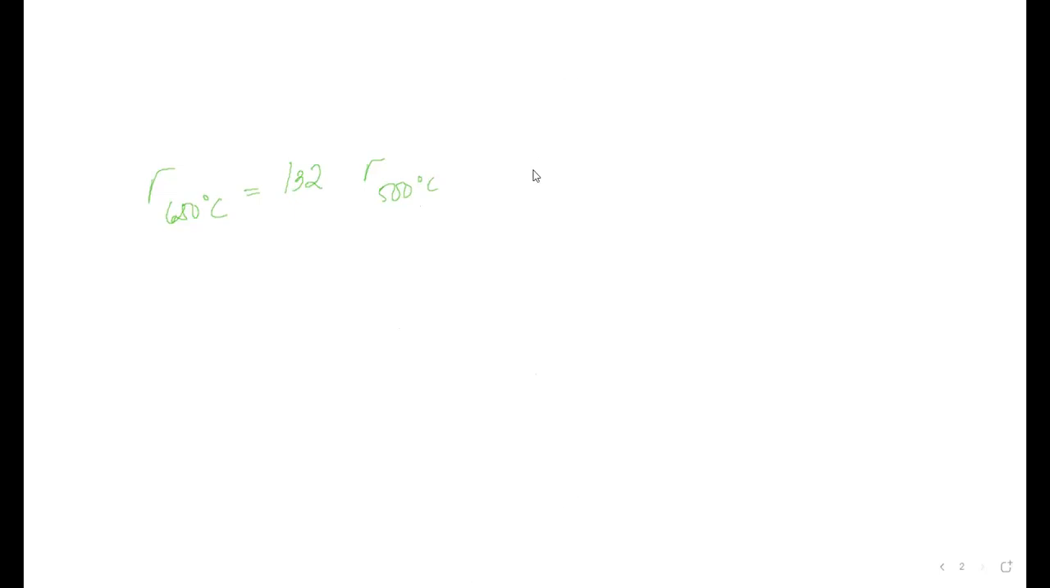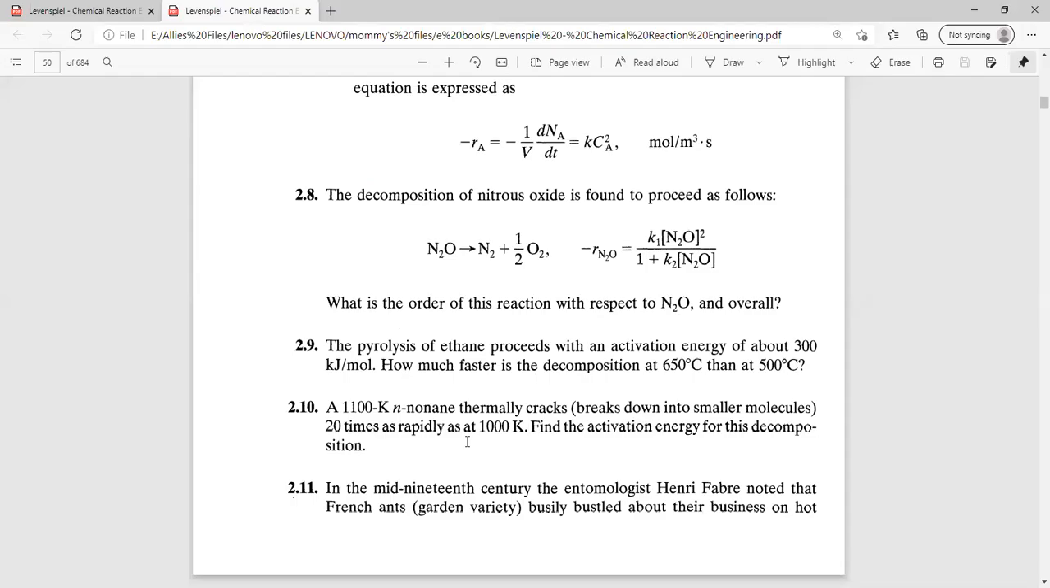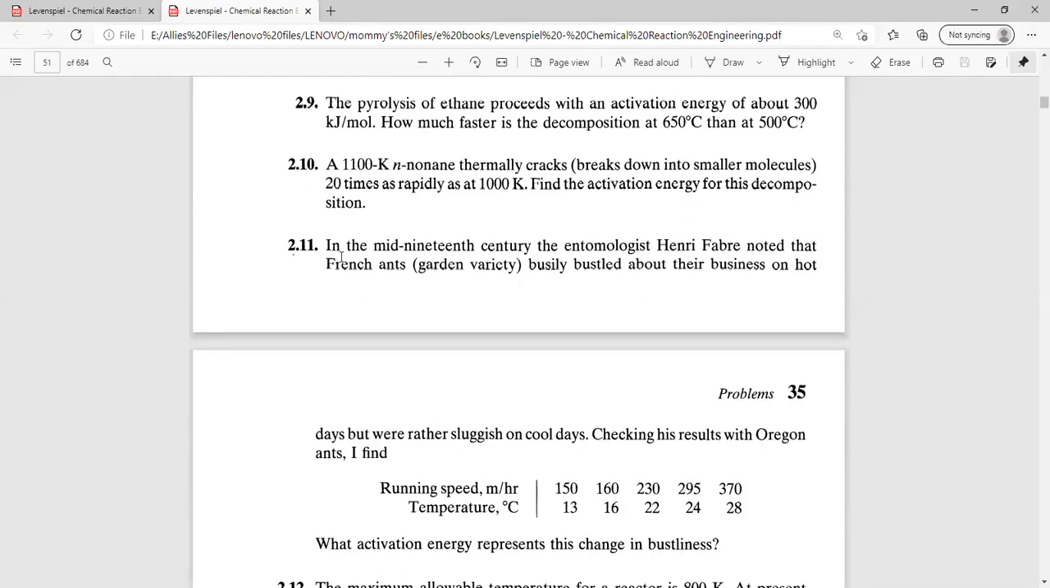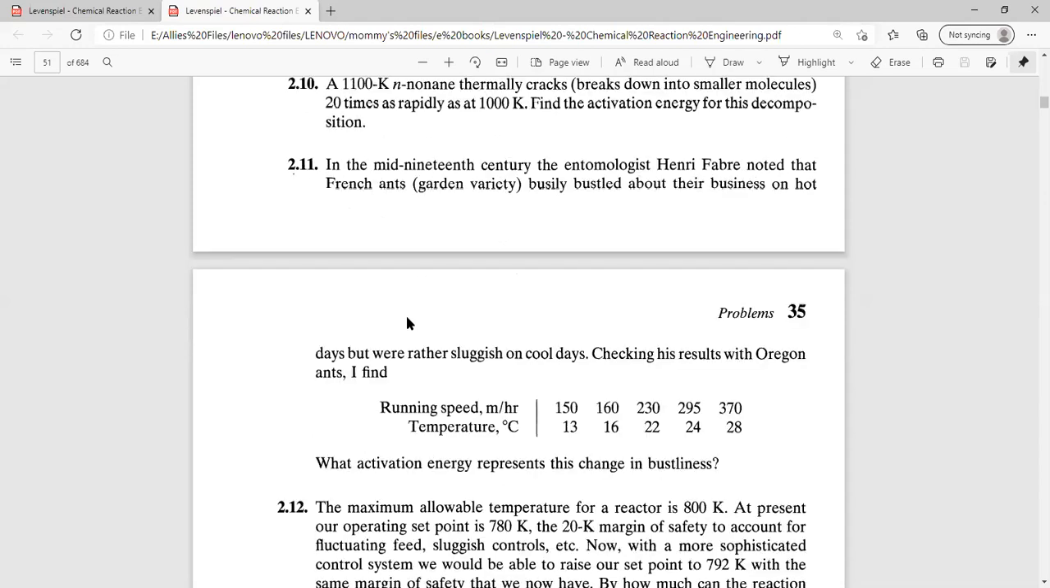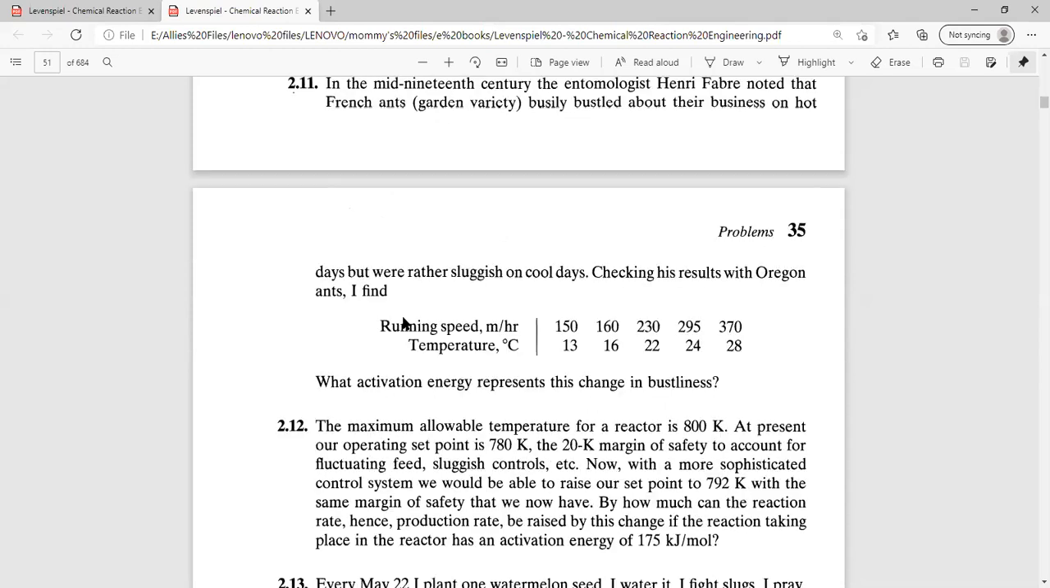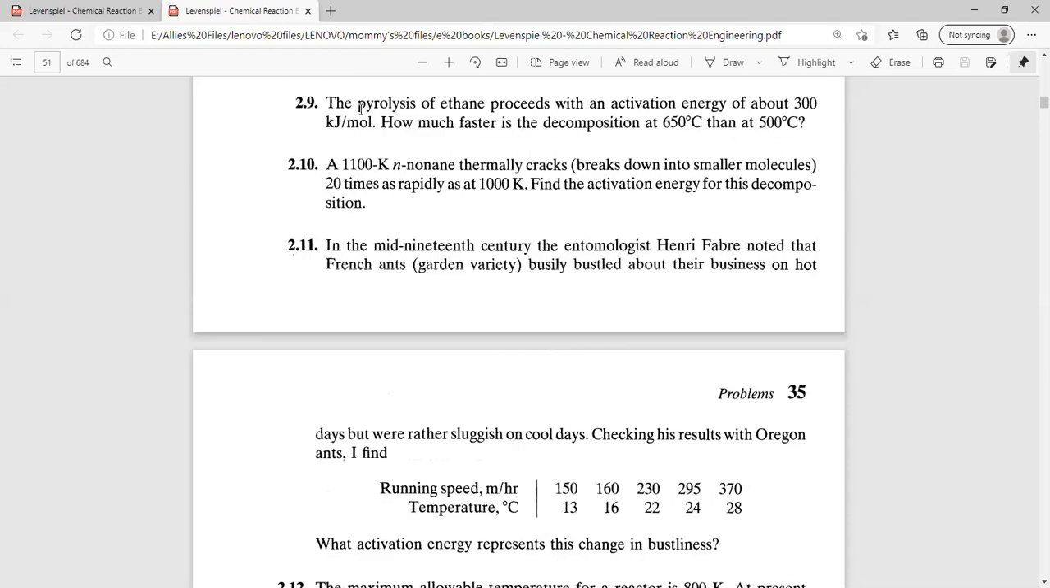Okay, we move on. Now in 2.10, you're given that at 1100 Kelvin, normal nonane thermally cracks or breaks down into smaller molecules 20 times as rapidly as at 1000 Kelvin. So a difference of 100 Kelvin. Find the activation energy for this decomposition. I think you know how to process that, so we move on. We will maximize the use of our time here. It's just repeated use of Arrhenius anyway.